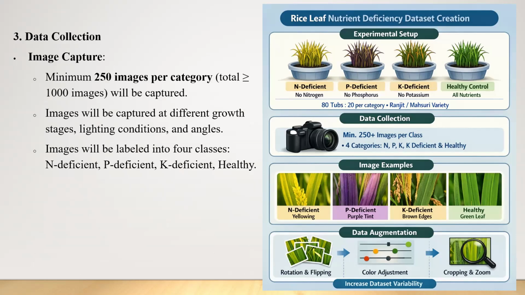So a total of more than 1,000 images, and we'll augment these images four times, which increases it to 4,000 images. So we'll have a dataset of nutrient deficient rice leaf images of 4,000 images. So this is the plan which I will be going to execute after Bihu.